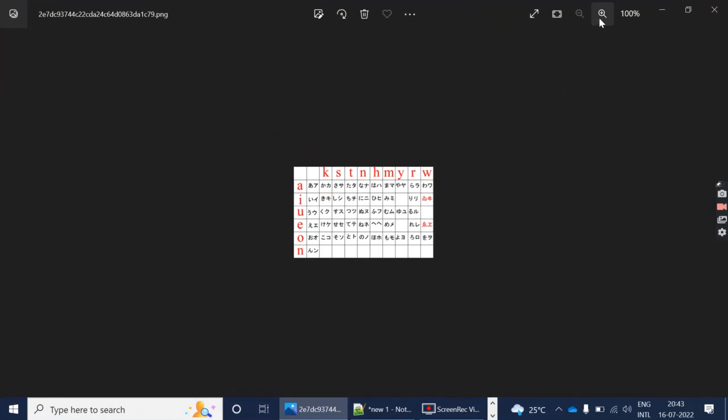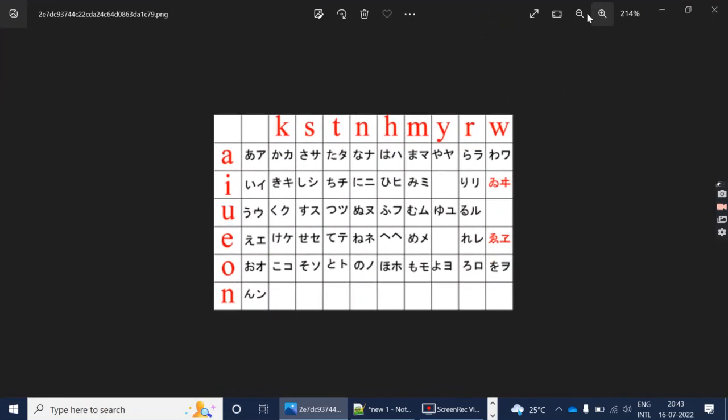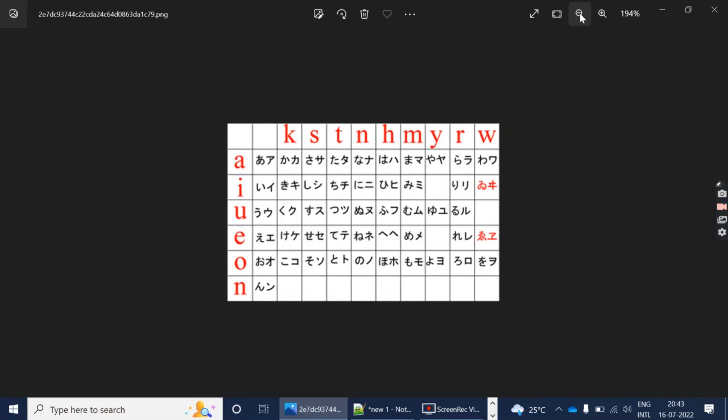So if you see here, this is the Japanese script. In each box, there is Hiragana and Katakana present. In the first box, the first word is Hiragana, the second word is Katakana. Here also the first word is Hiragana, the second word is Katakana. And if you see, the sound, the pronunciation, will be similar.